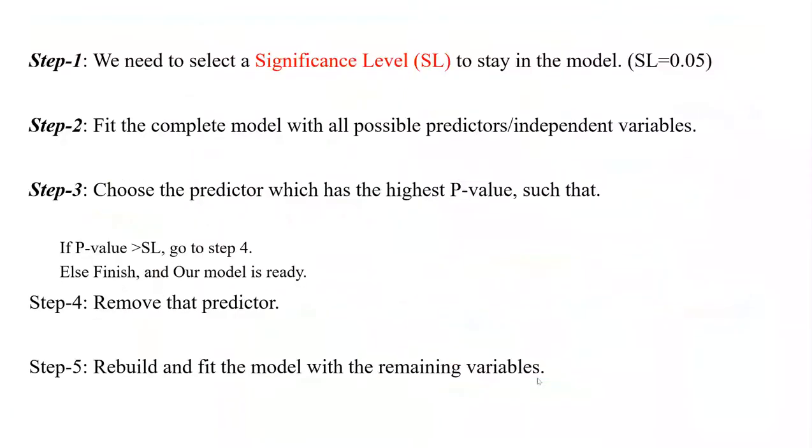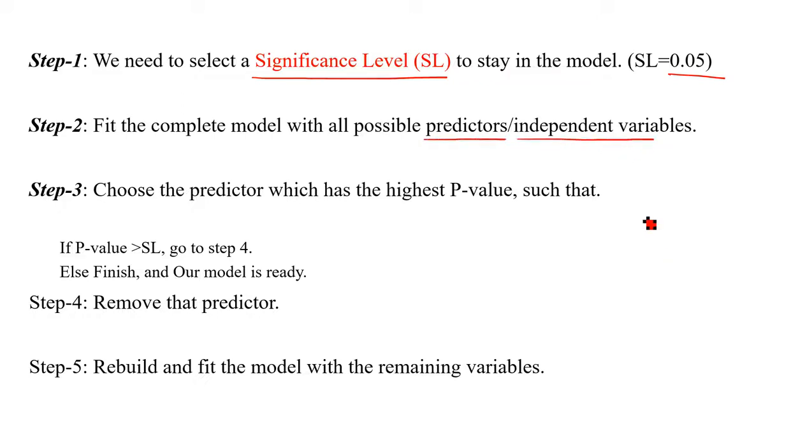Next, what are the steps behind the backward elimination method? The first step is to select the significance level to stay in the model. Here we choose the significance level as 0.05. Then fit the complete model with all possible predictors. All possible predictors means all independent features.